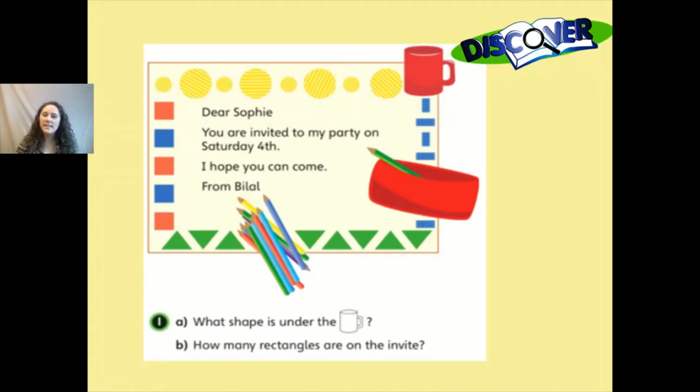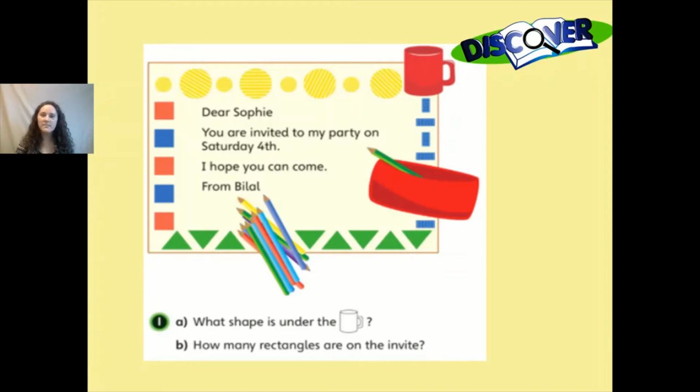Let's discover today's learning. Here we have a picture of an invitation to a party. Now this person has decorated their invitation with lots of different patterns. Along each side they've chosen a new pattern. What I'd like you to do first is pause the video and see what patterns you can spot. You can discuss this with the person you're with. Pause the video now.